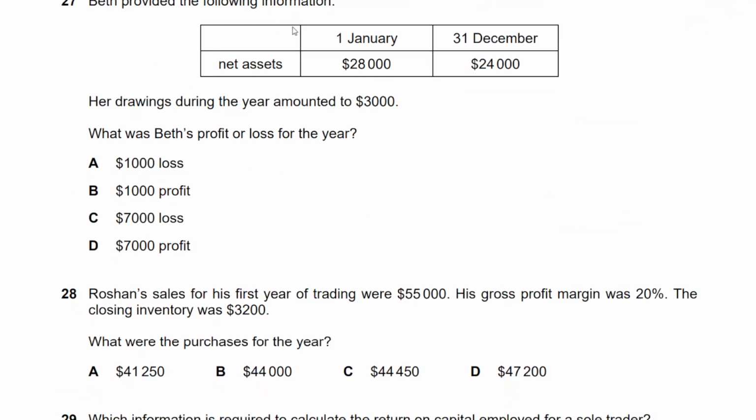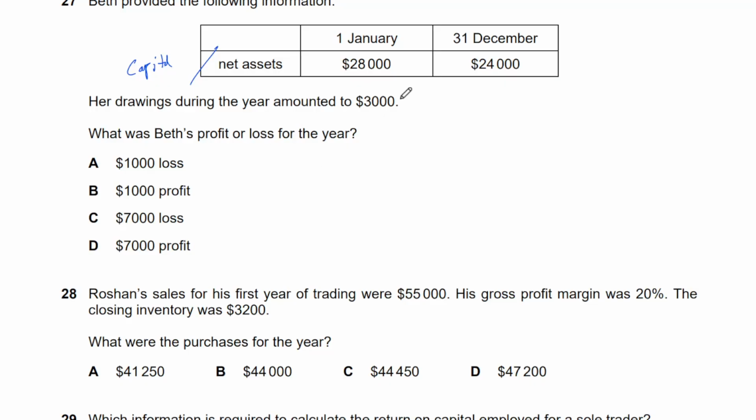Number 27. Beth provided the following information. Saw this question in the previous paper. This net assets also means capital. They're the same thing. Net assets means total assets minus total liabilities. Capital means total assets minus total liabilities.